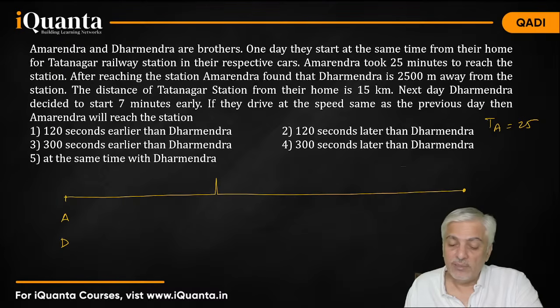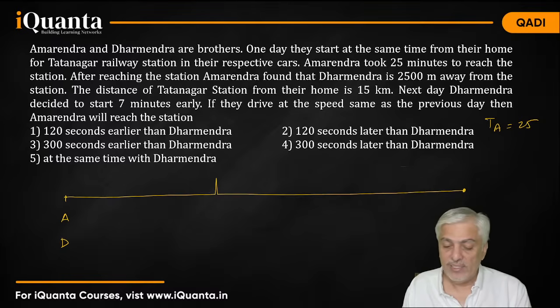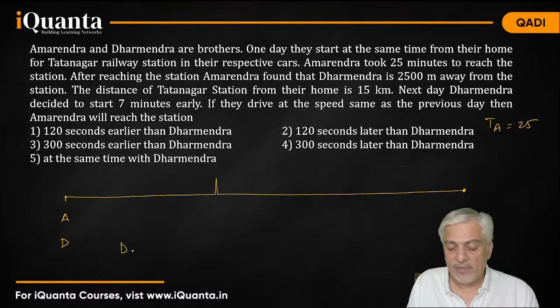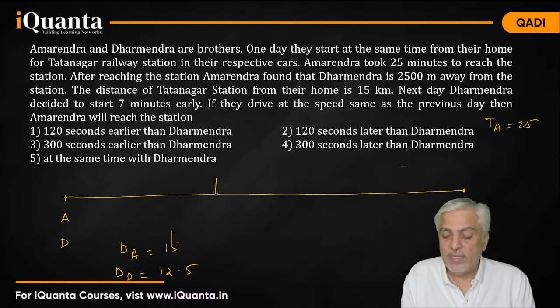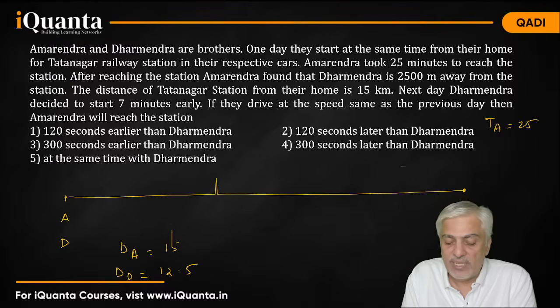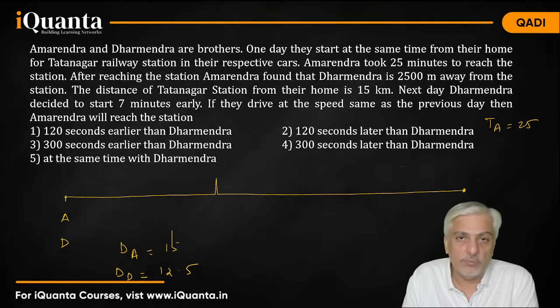After reaching the station, A found that Dharmender, that is D, is 2500 meters away, that is 2.5 kilometers away. The distance of Tatanagar from their house is 15. That means when A travels 15, Dharmender travels only 12.5. Next day, Dharmender starts 7 minutes early. If they drive at the same speed as the previous day, then A will reach the station earlier than Dharmender, later than Dharmender, and so on.